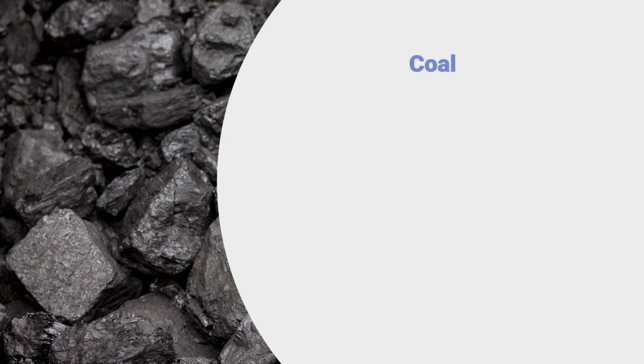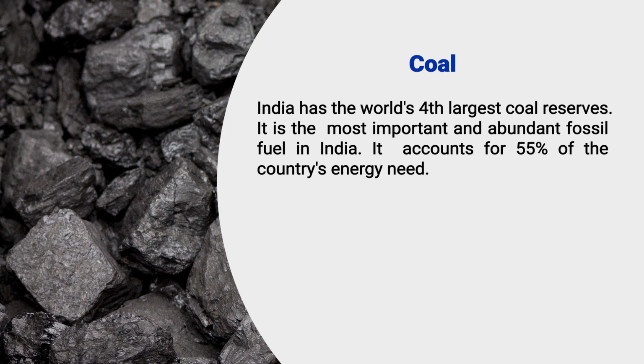Reserves to production ratio, that is R by P ratio. If the reserves remaining at the end of the year are divided by the production in that year, the result is the length of time that the remaining reserves would last if production were to continue at that level. India is the 4th largest producer of coal and lignite in the world. Coal production is concentrated in these states: Andhra Pradesh, Uttar Pradesh, Bihar, Madhya Pradesh, Maharashtra, Odisha, Jharkhand, West Bengal.